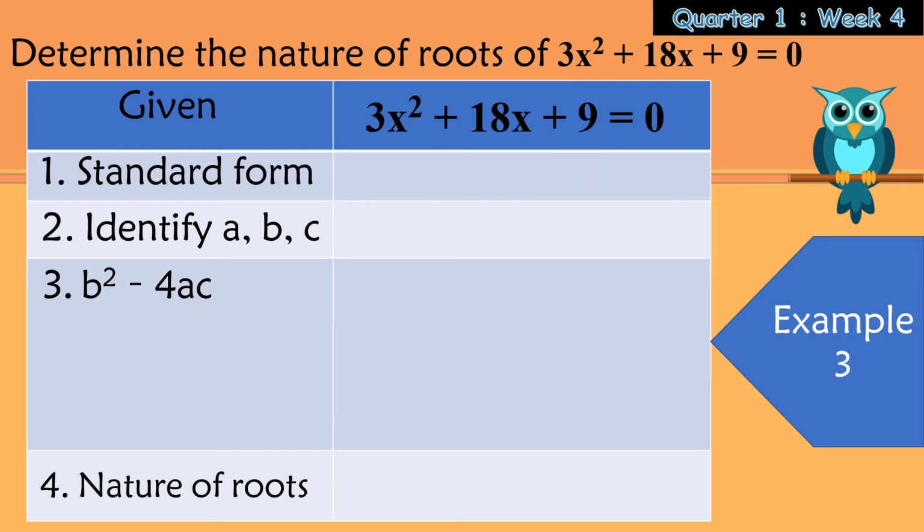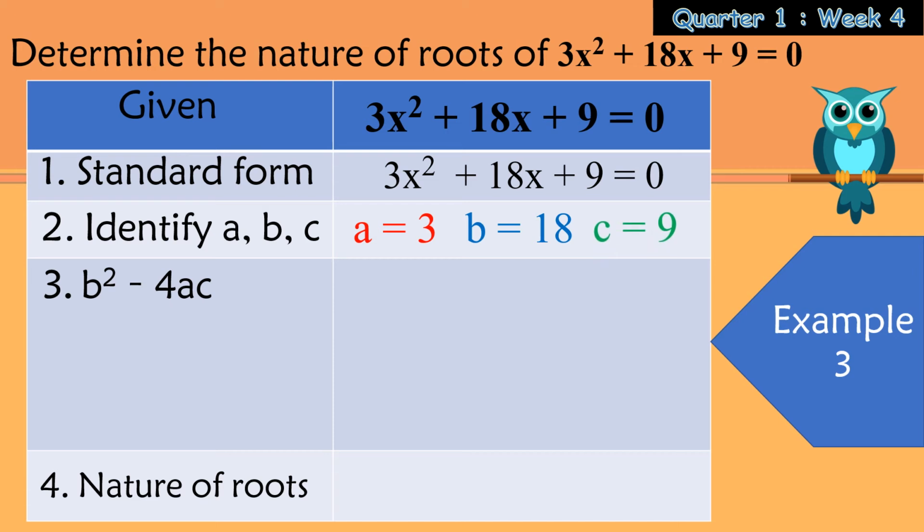Next example, we got here 3x squared plus 18x plus 9 is equal to 0. Since the given quadratic equation is already written in standard form, we'll just simply copy. We don't need to rewrite. Then let us identify the values of a, b, and c. So the value of a here is positive 3, the value of b is positive 18, and the value of c is positive 9.